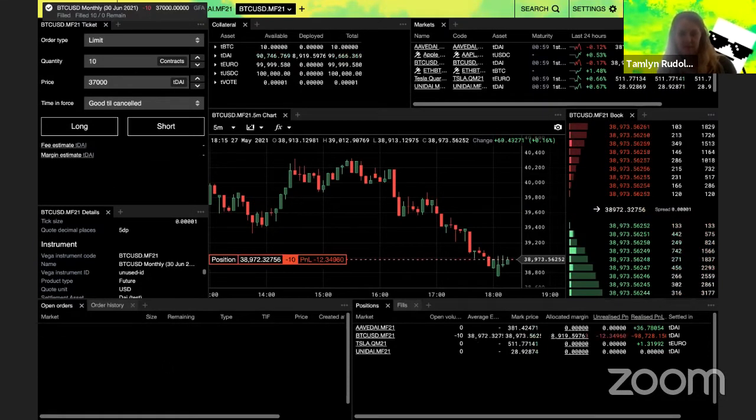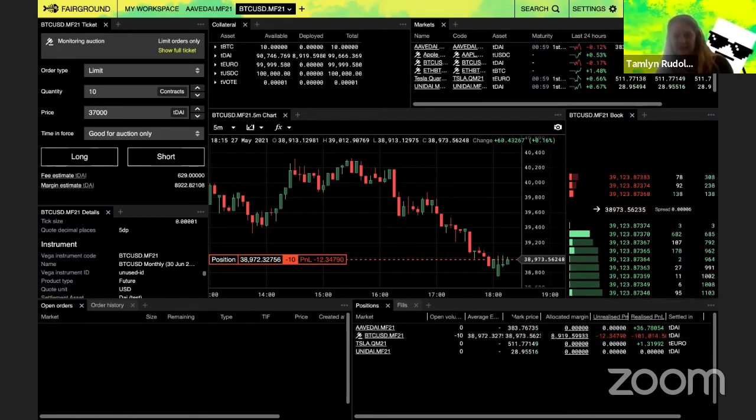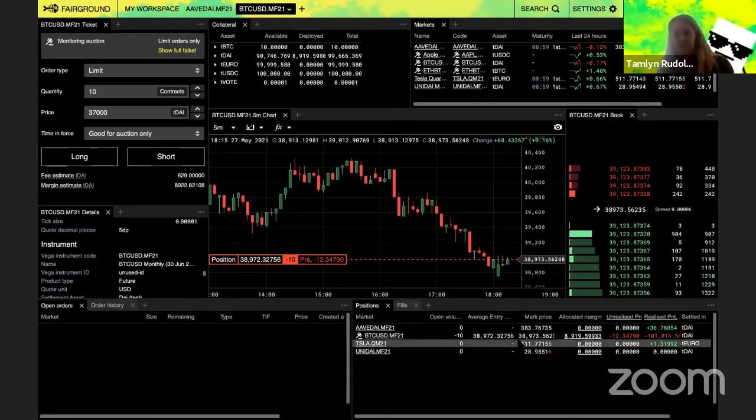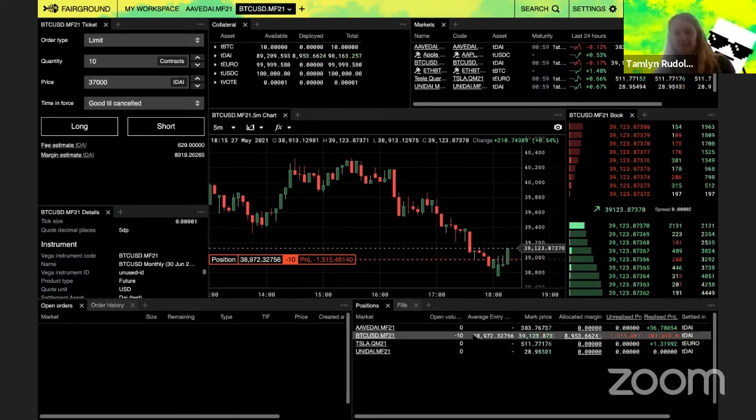Okay, so I think the auction has uncrossed. You can see that I've now got some new open volume here. I'm short 10. That's not unsurprising because I said that I was willing to sell at quite a low price, and you can see that the average entry price, which will be the price that the auction cleared at, is the price I achieved for my volume. So that's great.